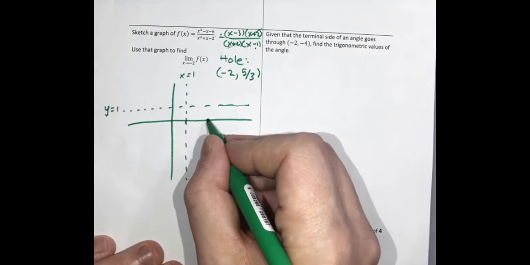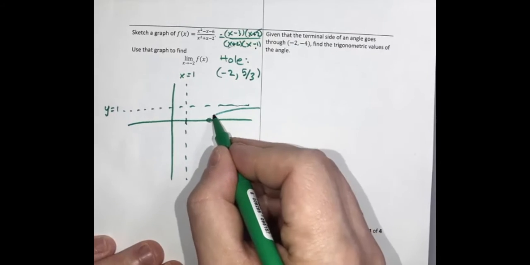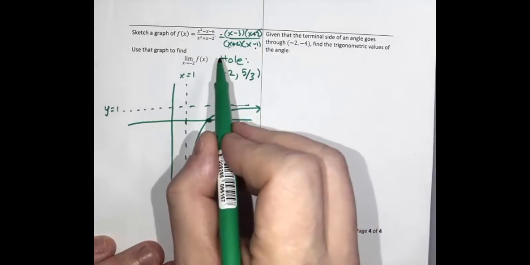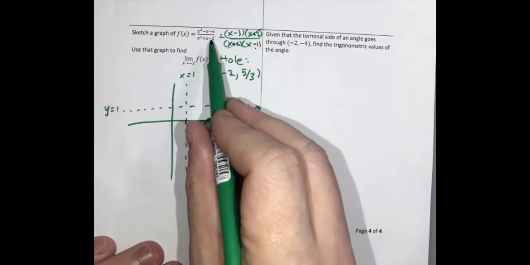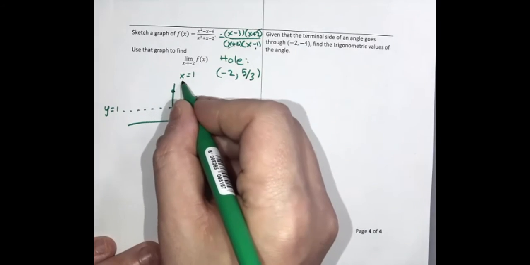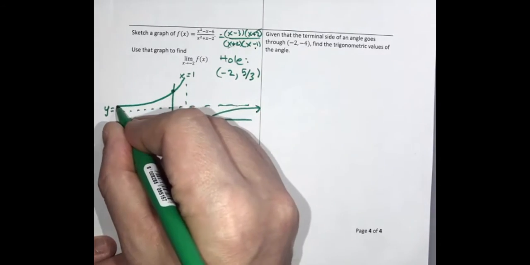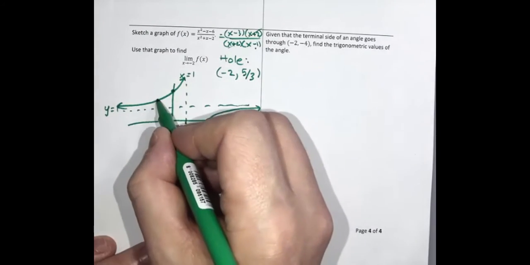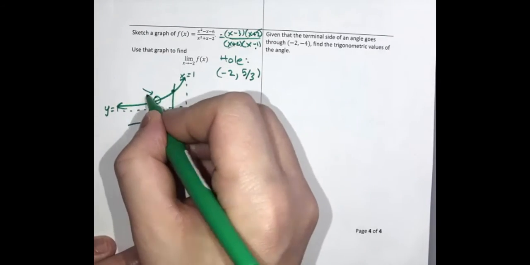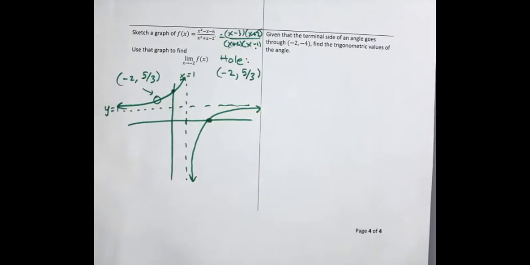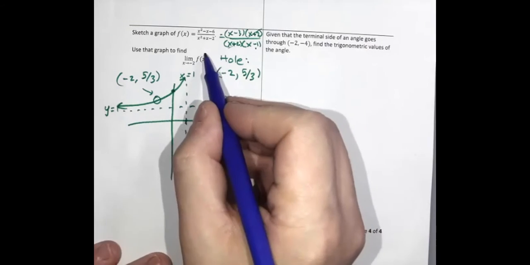So 1, 2, 3. That indicates that my curve is probably down here. And then over on the other side, I have a y-intercept. When I plug in 0, -6 over -2 is positive 3, which indicates my curve is coming above like this. Don't forget, there was a hole located at -2, 5/3.